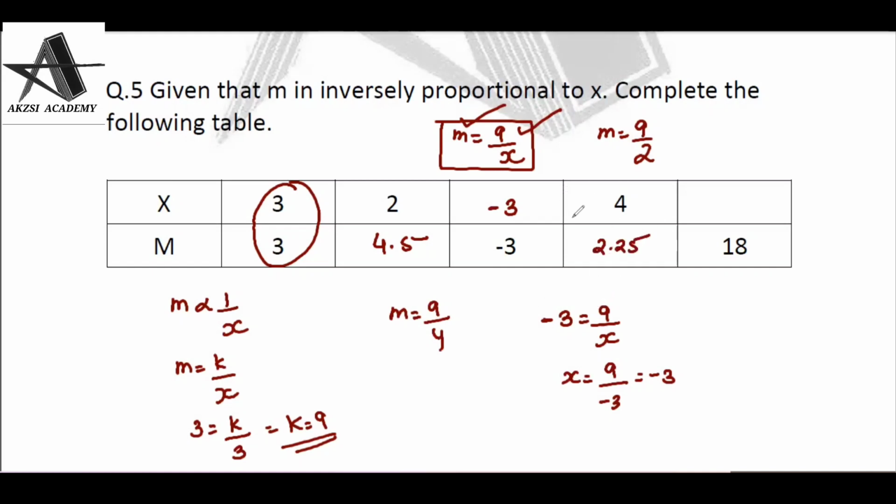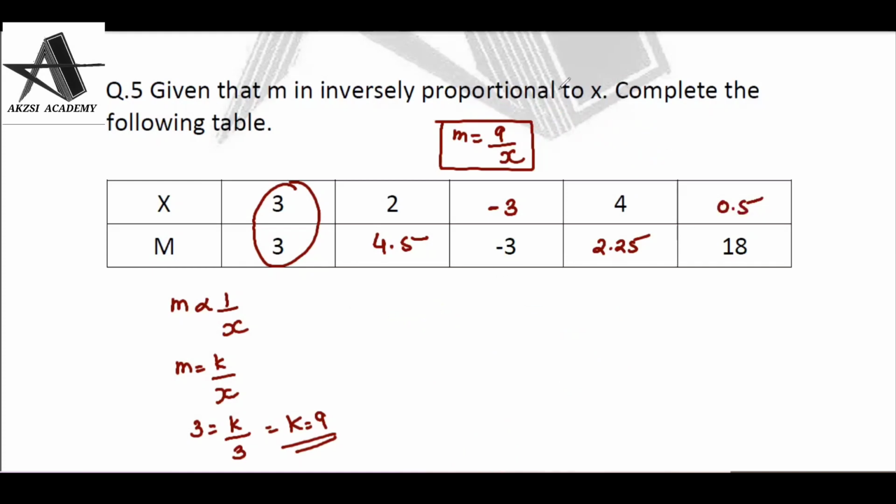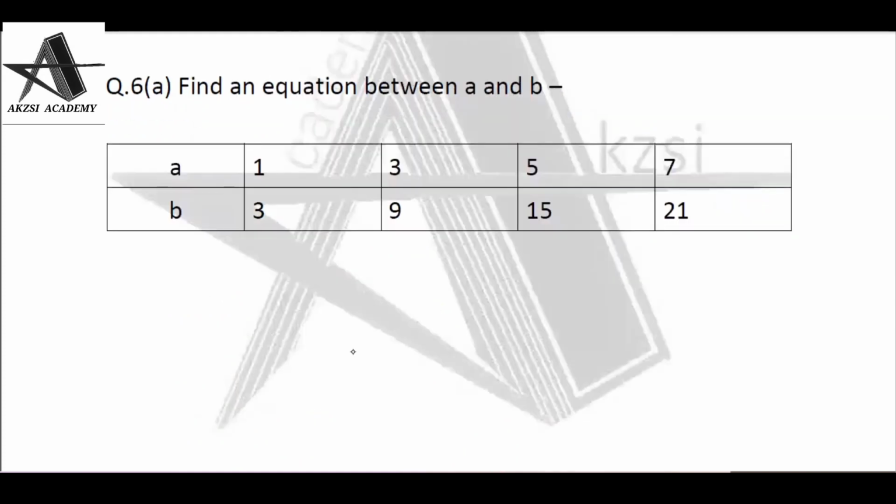And put the value of m to calculate the value of x. It's again m is equal to 9 by x. 18 equals 9 by x, and x is equal to 9 by 18, which is 0.5. So this will be 0.5. This is our final table. Now let me move on to the next question.